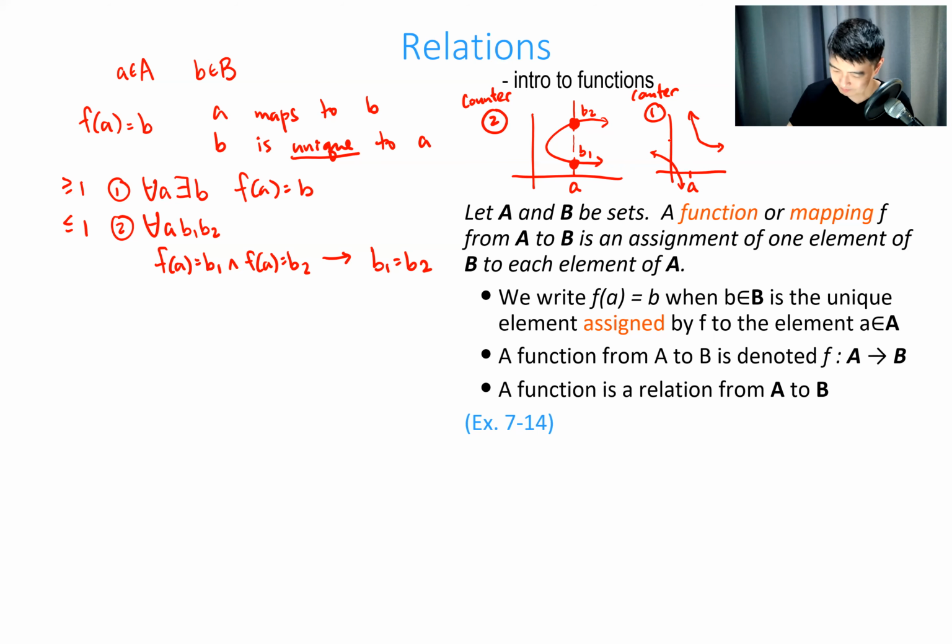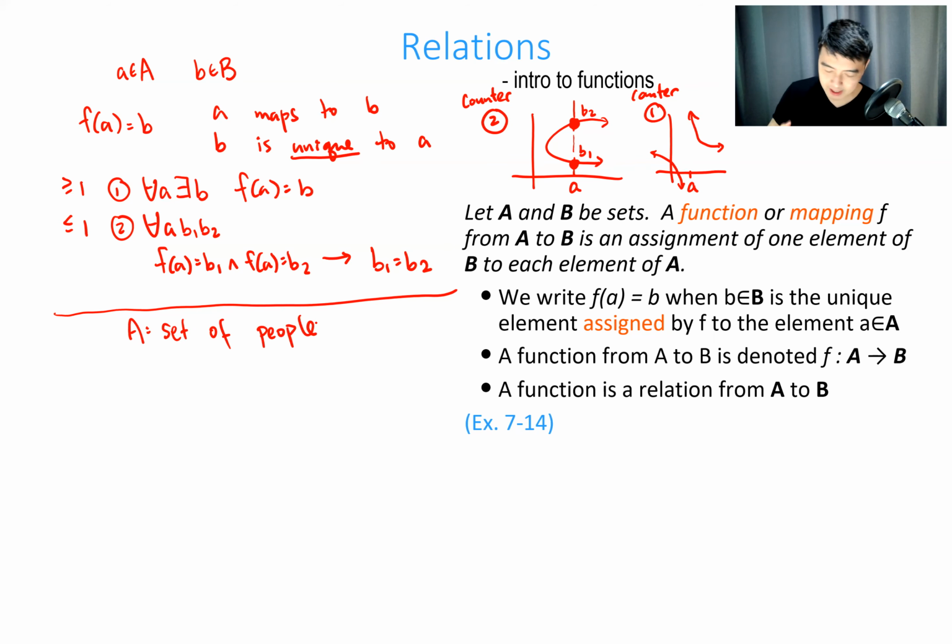So let's give an example here. We want to find out whether or not what I'm proposing here is, under our definition, a function. So let's say I have the set A, which is the set of people. Set B is the set male and female, it's a gender. Now what I want to do is define a mapping.